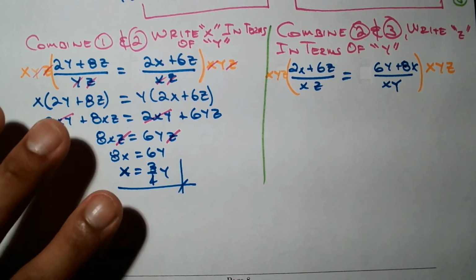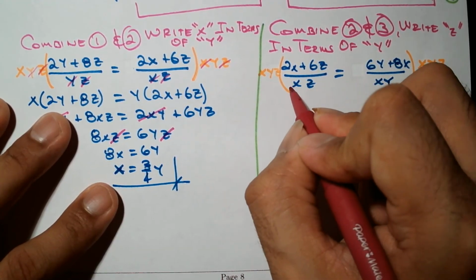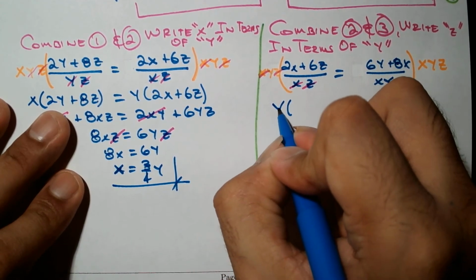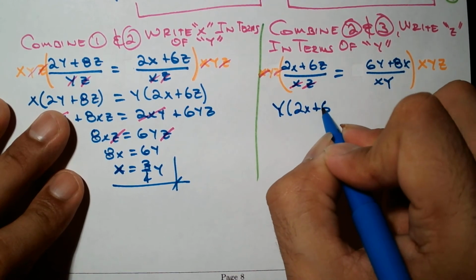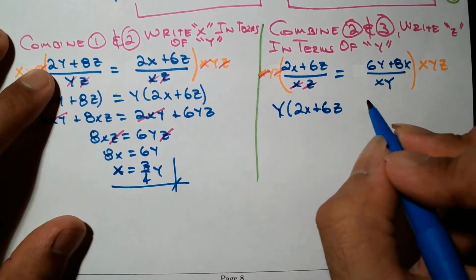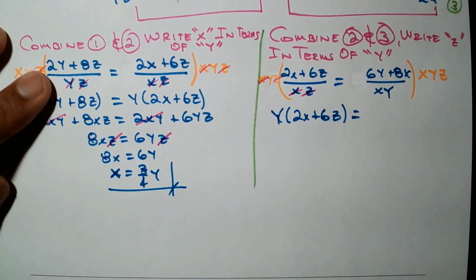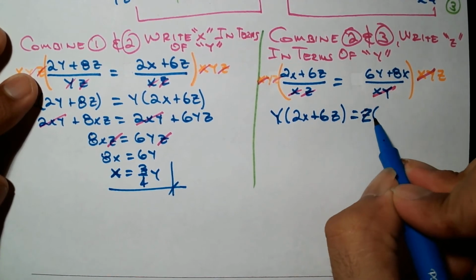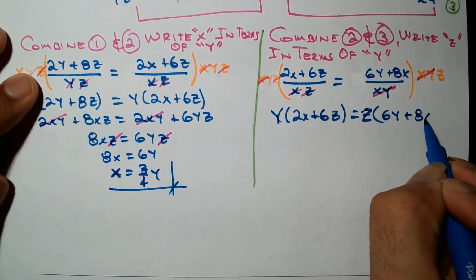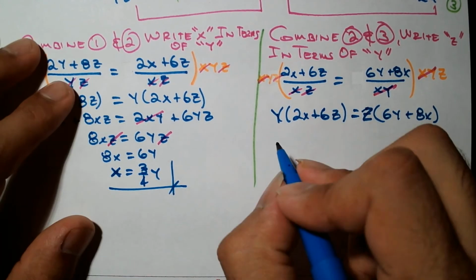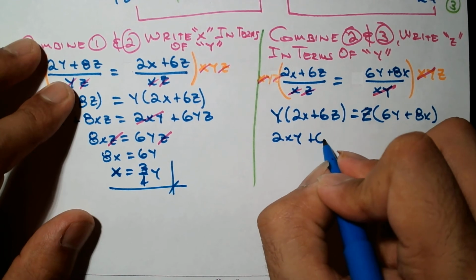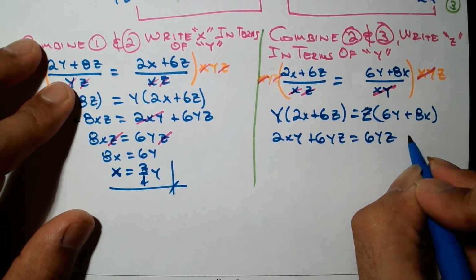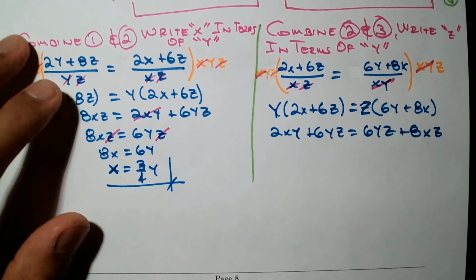When we distribute this xyz, notice how the x's and the z's go away, leaving us with y times 2x plus 6z, essentially the same as we did before. Equals, over here, the x's and the y's go away, leaving us with the z, which in this case is 2xy plus 6yz equals 6yz plus 8xz. All right.